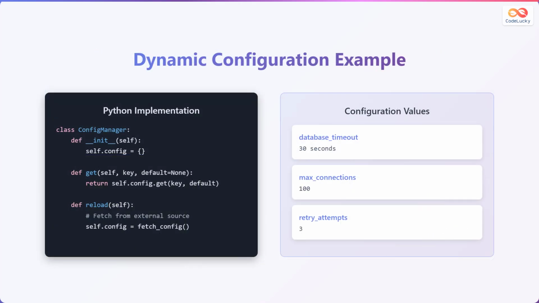Let us walk through an example of dynamic configuration using Python. We define a class called config manager. It initializes with an empty configuration. The get method retrieves a configuration value by key, with an option to provide a default value if the key is not found. The reload method fetches the latest configuration from an external source. On the right, you can see some example configuration values, such as database timeout, set to 30 seconds, maximum connections set to 100, and retry attempts set to 3. These values can be updated dynamically without modifying the code.